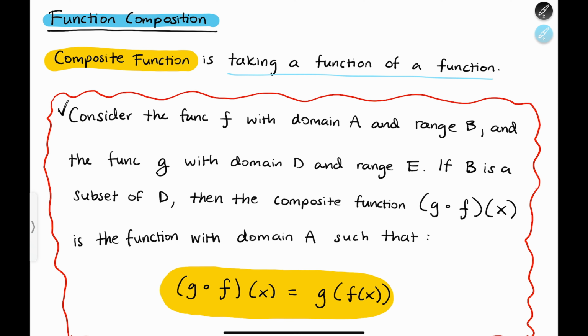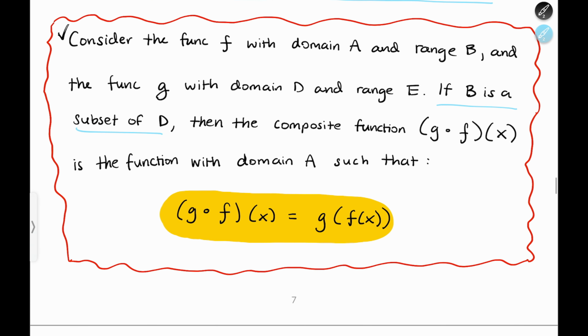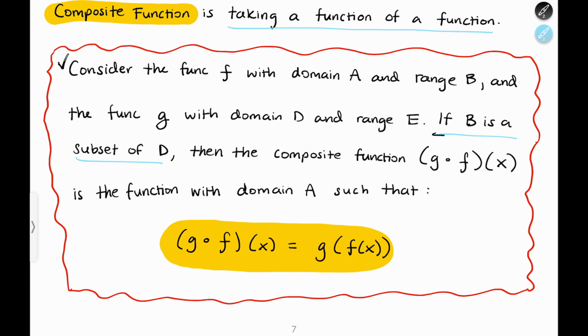Now let's take a look at this note over here. Consider the function f with domain A and range B, and the function g with domain D and range E. If B is a subset of D, then the composite function g of f of x is the function with domain A such that g of f of x is equal to g of f of x, where f of x is inside of the g of x function. And so when it says B is a subset of D, it means that all the elements of B are in D.